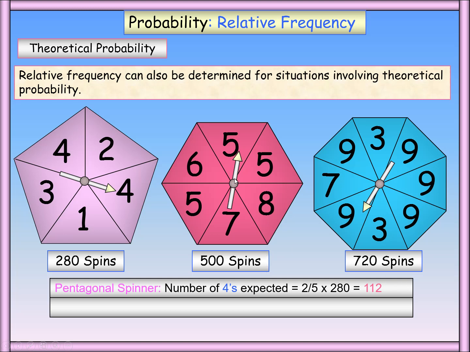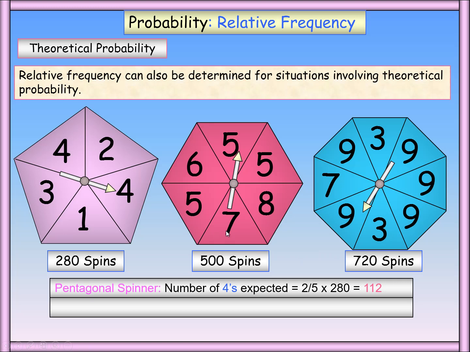Hit pause and complete the last two for me. The number of times you get a 5 when you go 500 spins, and the number of times you get a 9, that's a 720. Hit pause when you're ready to see the answer. Hit play again.